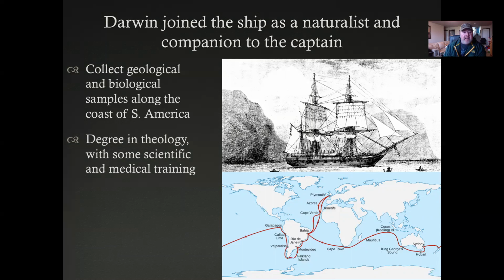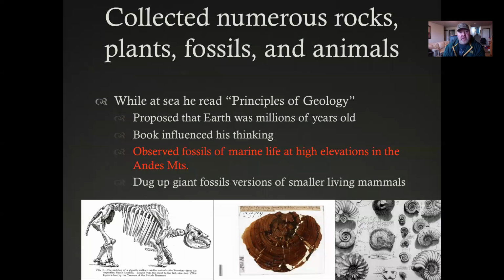So again, he had a degree in theology, but he went to medical training and had some scientific training as well. So while he's on his trip, he's starting to notice things, and he's collecting a lot of plants, a lot of fossils, live animals, things like that. While he was out at sea, now imagine you're on a ship that is powered by the wind, and if the wind stopped blowing, you've got a lot of time on your hands. And he read a book called Principles of Geology. In this book, it proposed that the Earth was actually millions of years old, not just thousands of years old. And it started to influence his thinking.